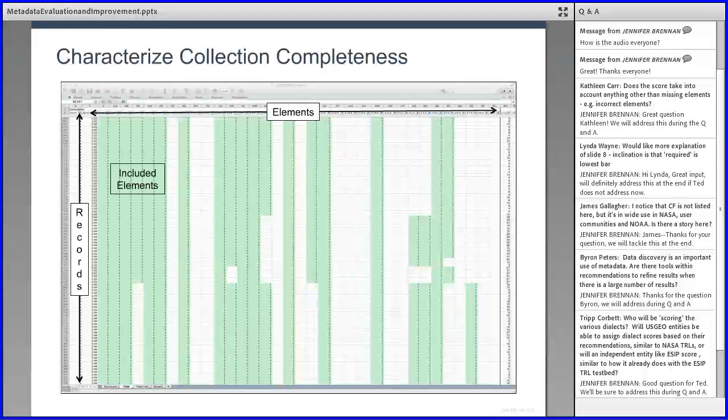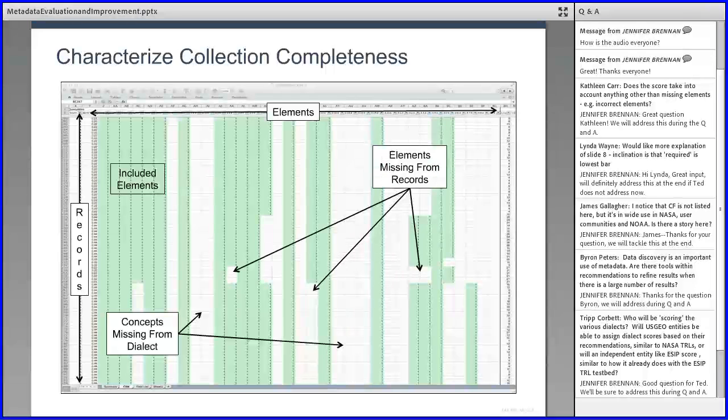The first thing we want to say is that green is good, always. If a cell is green, it means that record includes the element in that column. There are some elements where the white line shows they're missing from all of the records. This is what elements look like if they're missing from the dialect. They're an element from a recommendation that's just not in any of the metadata. In this case, there are a few of those around.